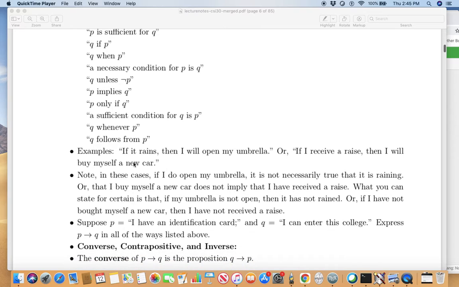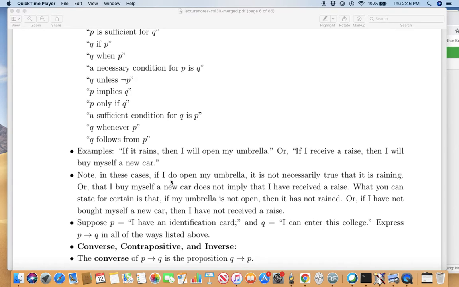Here is an example. If it rains, then I will open my umbrella. If it rains, that's P. I will open my umbrella, that is Q. You understand? Or if I receive a raise, then I will buy myself a new car. I receive a raise, that's P. I will buy myself a new car, that is Q.